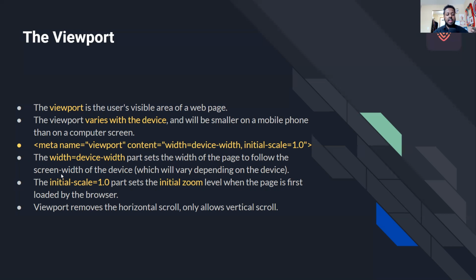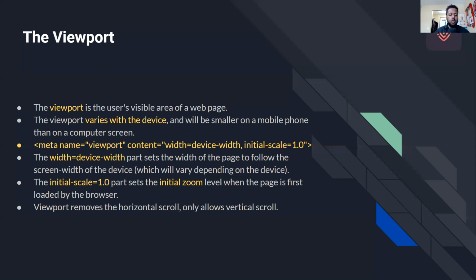The initial scale sets the initial zoom level when the page is first loaded in the browser. You know how you can zoom your browser, you could press control plus plus plus, and it will zoom in. When you visit a website, the initial zoom should be 1.0. If someone wants to zoom the website and make it bigger, that's fine, but the initial or default should be 1.0. That's where you set the initial scale.